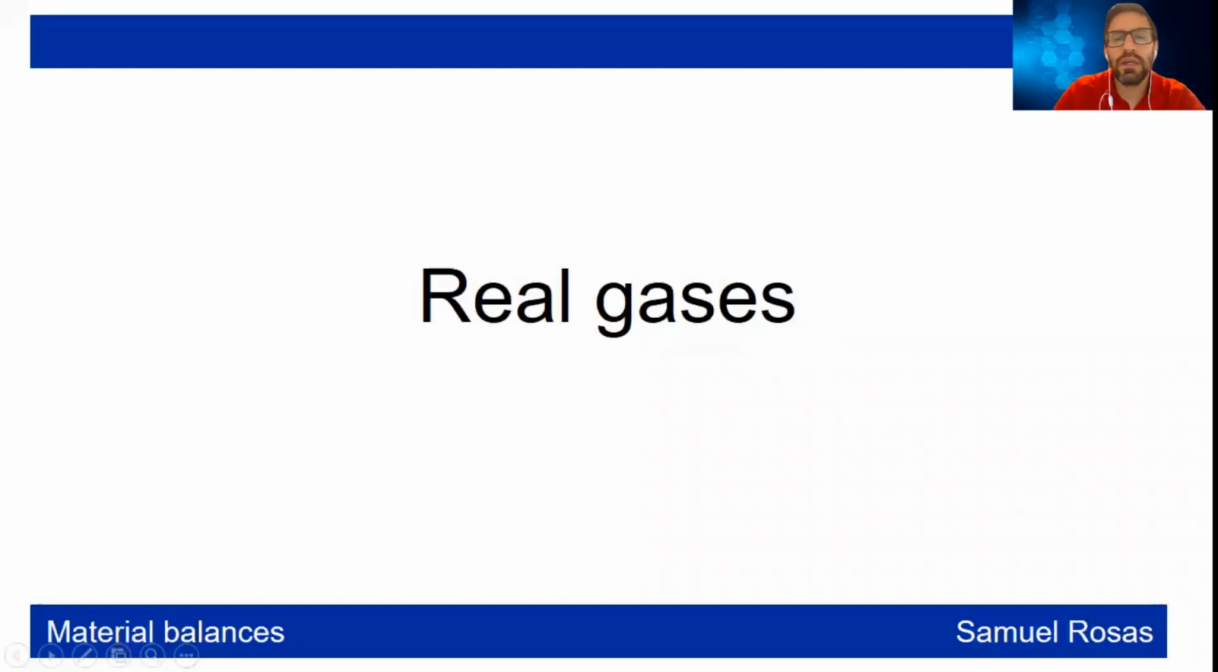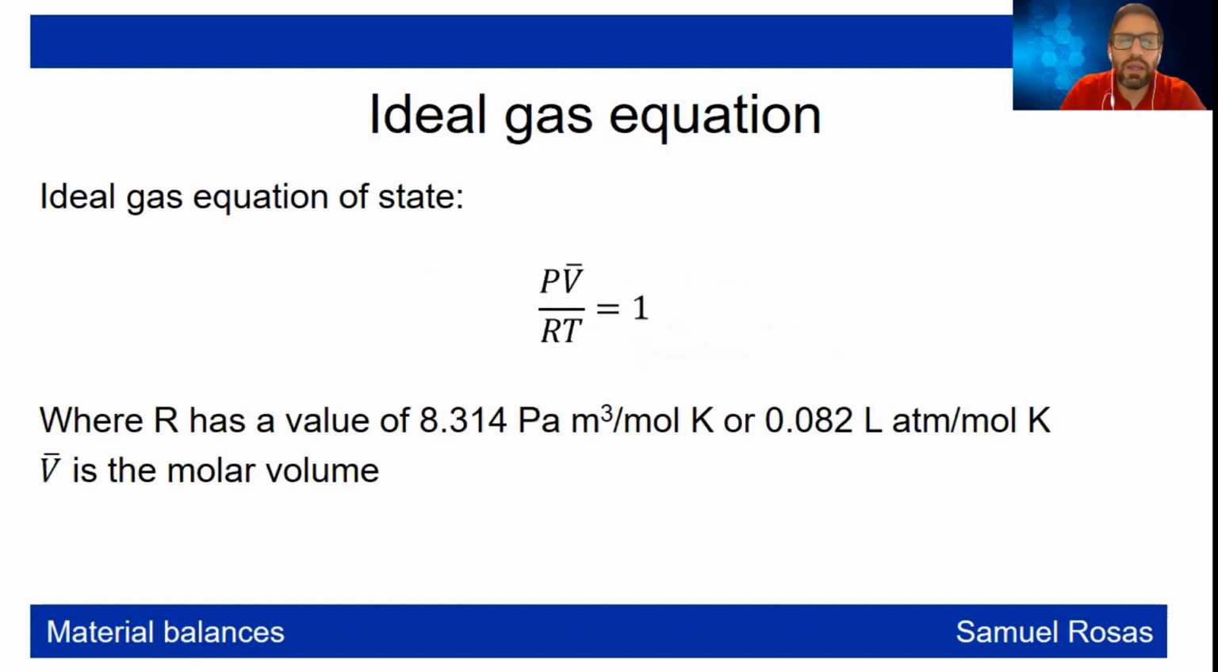So hello once again. We're going to be working once again with real gases, but now we're going to be introducing other equations. And remember that the ideal gas equation is the one where PV over RT equals 1, where V is the molar volume. This is once again cubic meters per mole, or volume per mole.